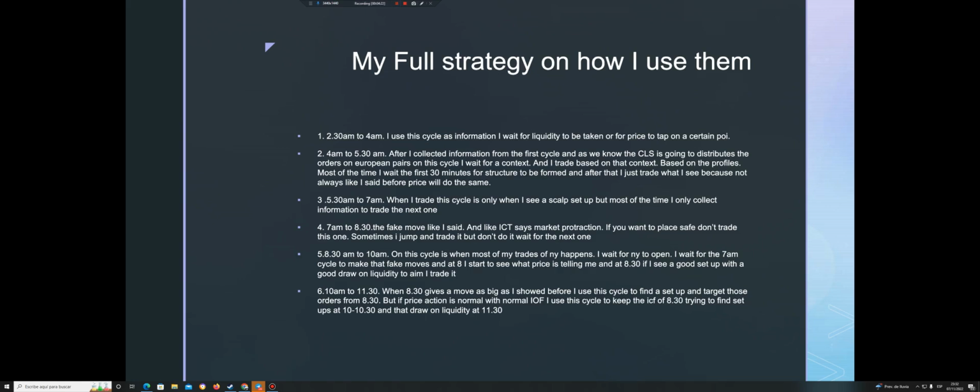Okay, now the 8:30 to 10, which is the second cycle of New York. On this cycle is when most of my trades of New York happen. I wait for New York to open. I wait for the 7 cycle to make the fake moves, and at 7 I start to see what price is telling me, and at 8 I start to see what price is telling me, and at 8:30 if I see a good setup with a drawn liquidity to aim for, I trade it.